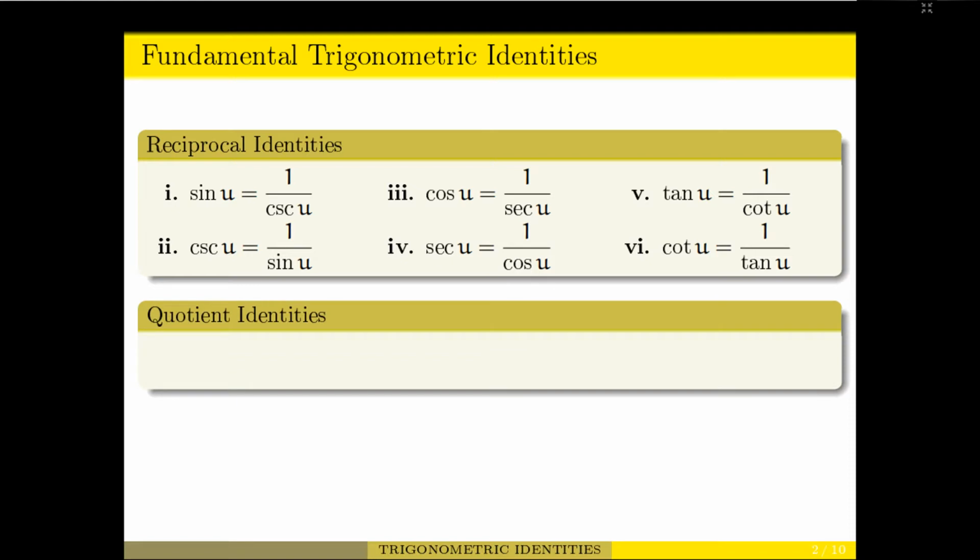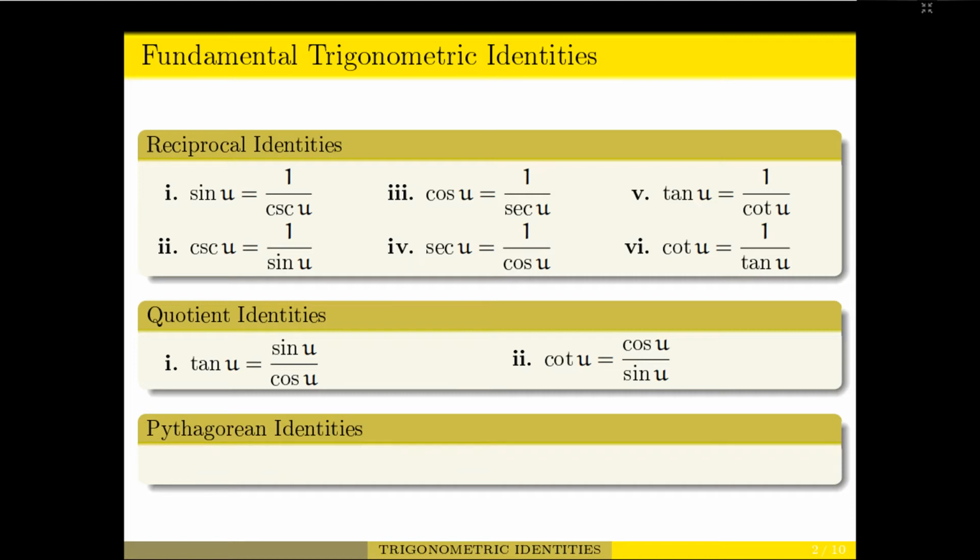The next identities are the quotient identities. Tangent u is equivalent to sine u over cosine u, or we can say that tangent is the quotient of sine and cosine. We all know that tangent and cotangent are reciprocal, so we can also say that cotangent u is equivalent to cosine u over sine u, or cotangent is the quotient of cosine and sine.